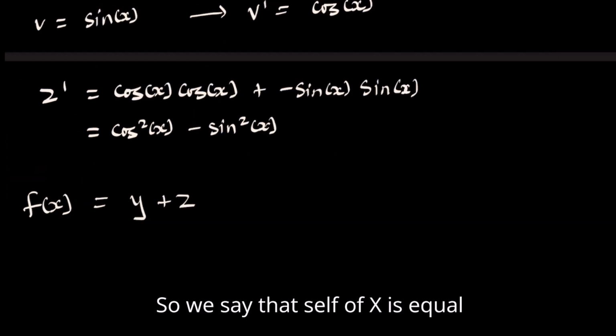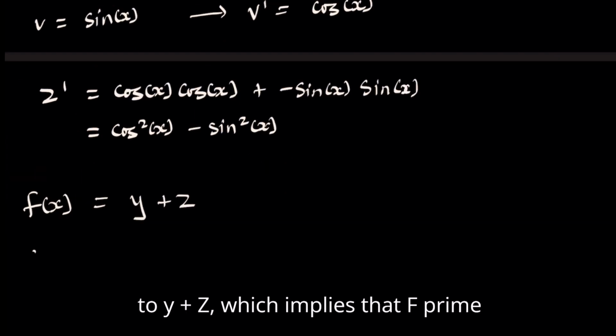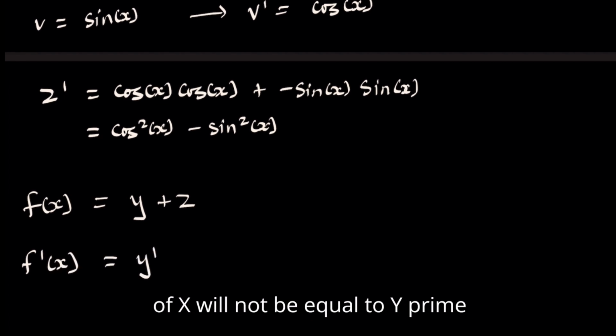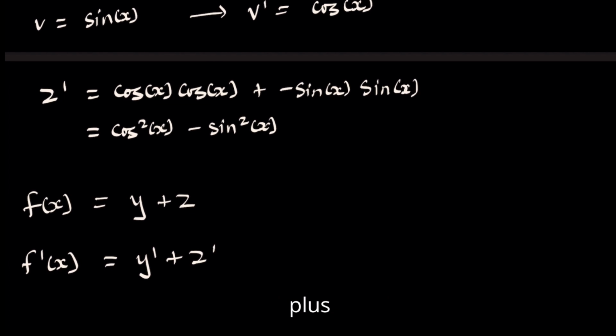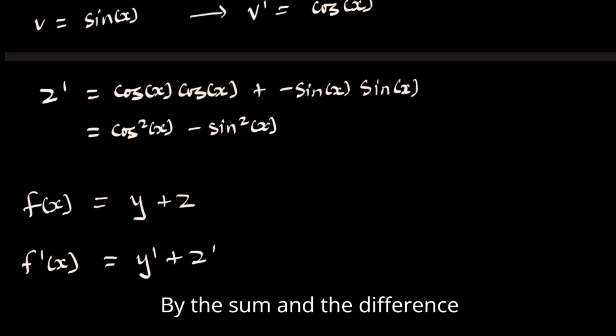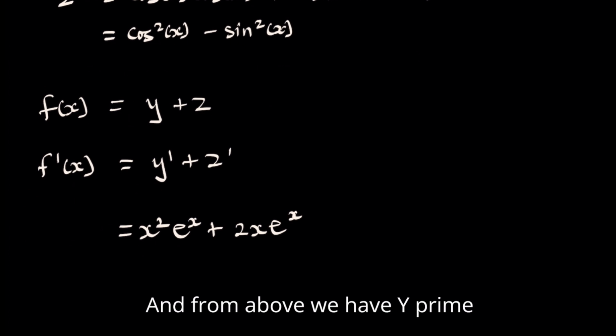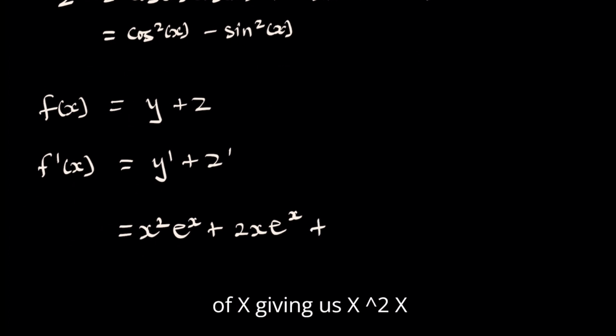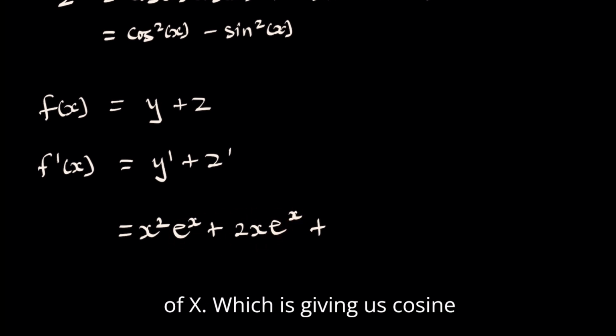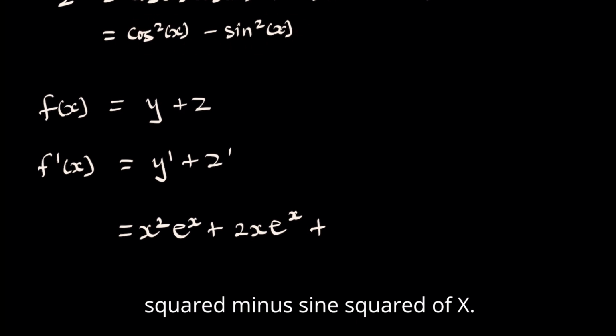So we said that f of x is equal to y plus z, which implies that f prime of x will now be equal to y prime plus z prime by the sum and the difference rule of differentiation. And from above, we have y prime of x giving us x squared e^x plus 2x e^x, then plus z prime of x, which is giving us cosine squared of x minus sine squared of x.